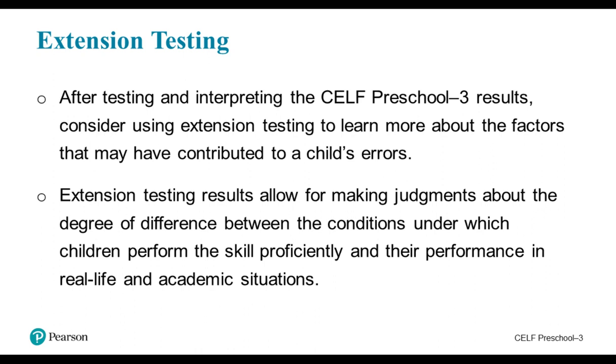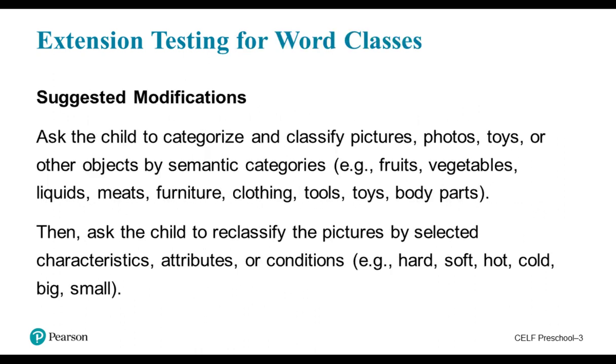The extension testing really will allow us to identify the child's needs. So under what conditions is the child able to perform the skill proficiently? We know the child wasn't able to perform the skill given the conditions of these standardized subtests, but what might be the conditions that would allow the child to perform proficiently?